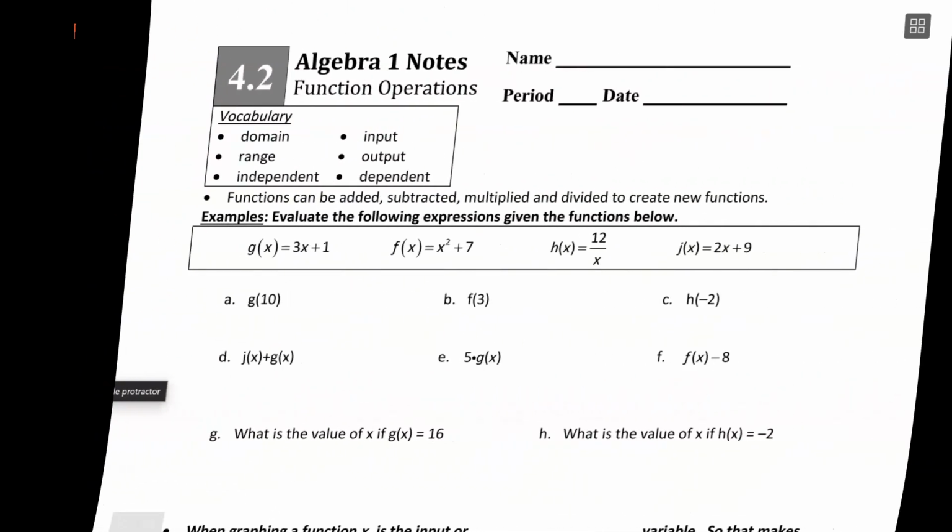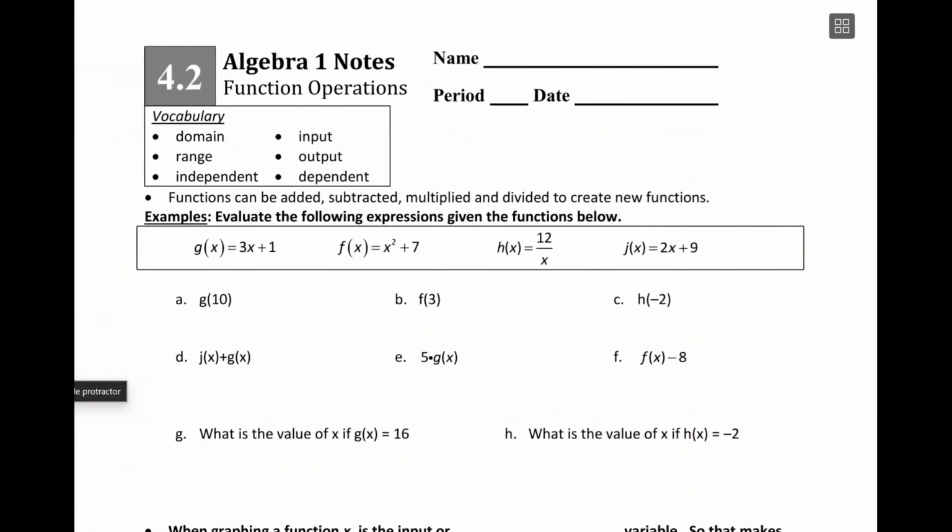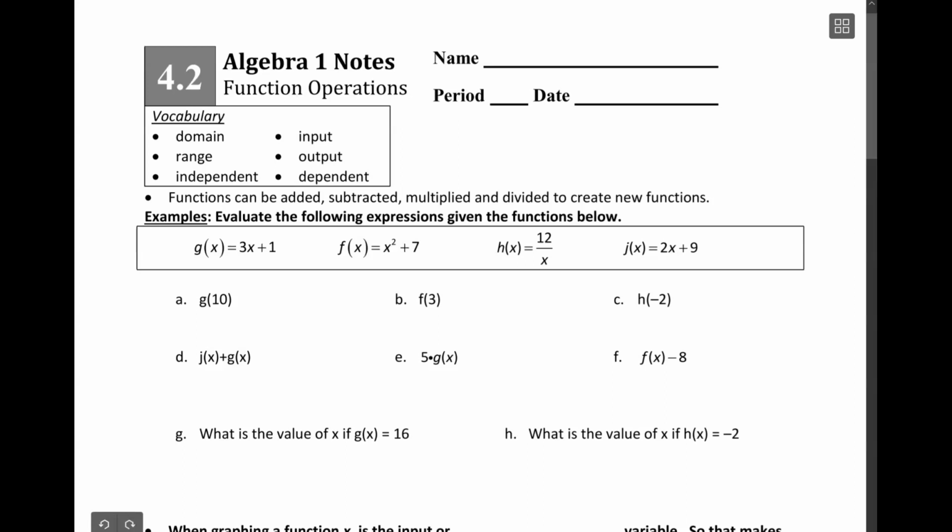All right, we've got a rather short vocabulary list, and these terms should look familiar from the last lesson, but let me give you a moment to read them. All right, so our directions say that functions can be added, subtracted, multiplied and divided to create new functions, but we're also going to look at what it means to evaluate a function. So sometimes we're going to be given a value to substitute into our function to see what we get.